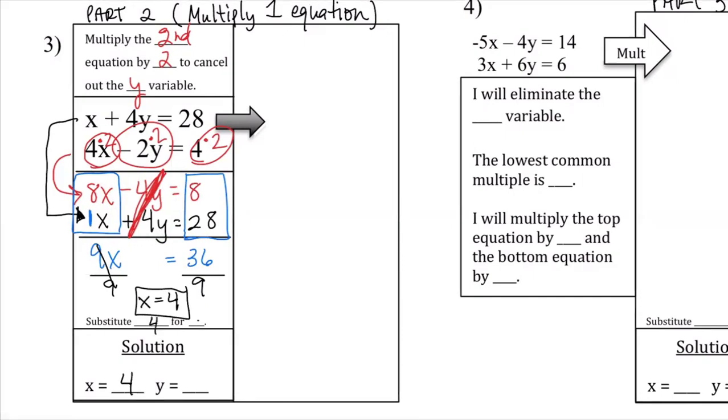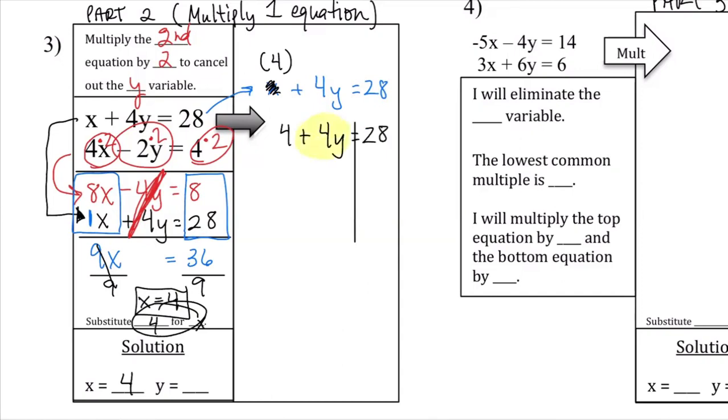So I'm going to substitute 4 in for x. I can pick any equation I want. I'm going to pick that top one: x plus 4y equals 28. And I'm going to plug in what I know. I'm going to substitute 4 for x because I used to not know x, but now I know that it is 4. So this is 4 plus 4y equals 28.